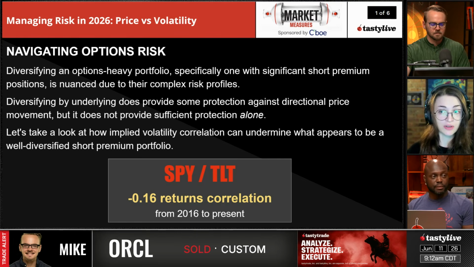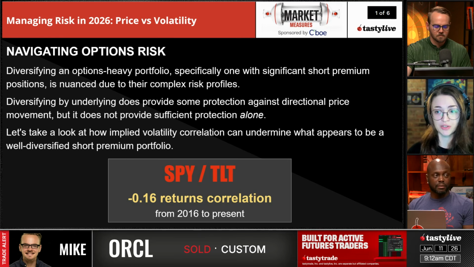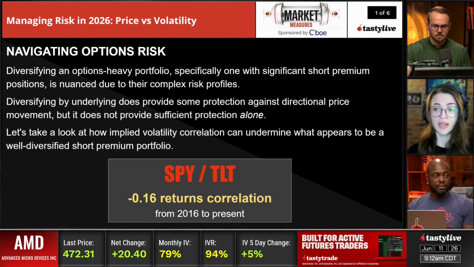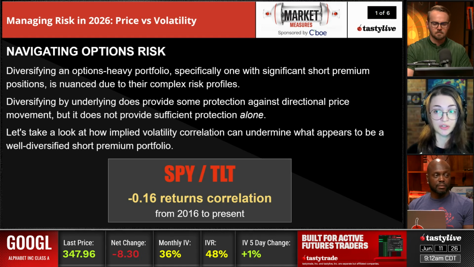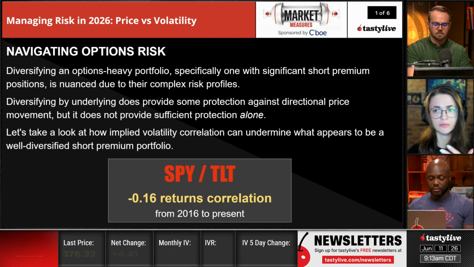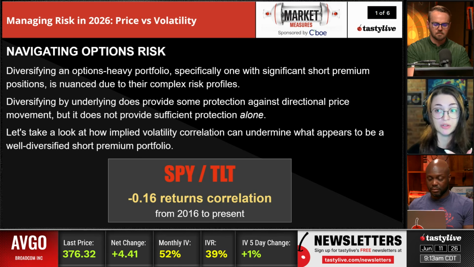So diversifying an options-heavy portfolio is nuanced, right? Especially one with short premium positions, which have unlikely tail risk. And the typical bread and butter strategy for diversification in an equities portfolio is underlying diversification, right? You pick underlyings, symbols that have historically had opposite price movements, or tend to move in opposite directions, such that if there's a drop in the market or in whatever sector or industry you have exposure to, you can buffer some of those downward movements and have more consistent long-term gains going forward.